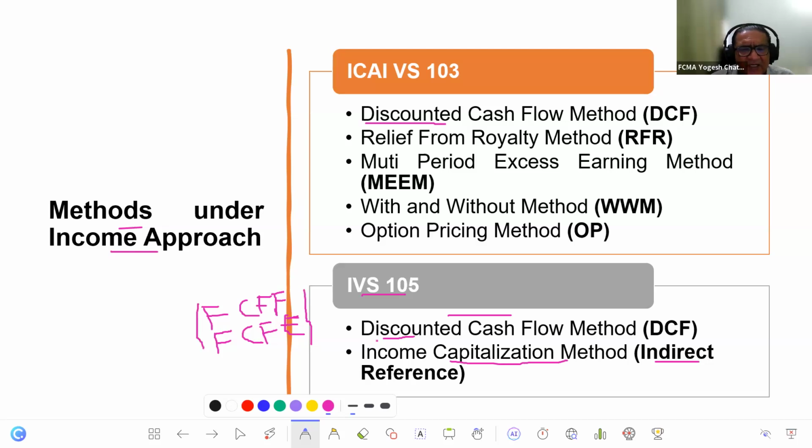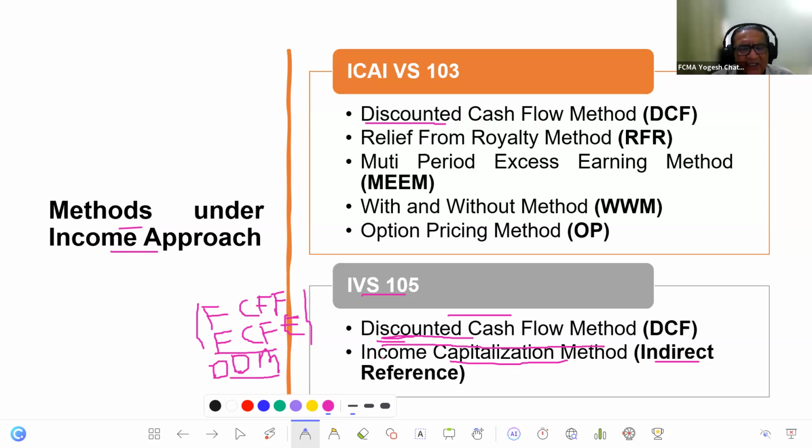An alternative method is the income capitalization method. We can take just one example, that is the dividend discount model. Those companies which are making payment of dividend at regular intervals, and the payment of dividend is predictable based on the past history of dividend payment.